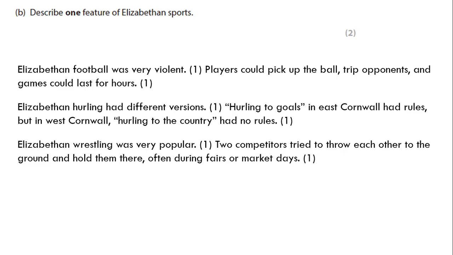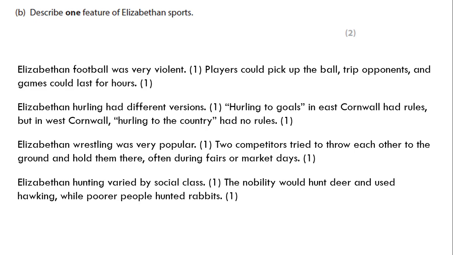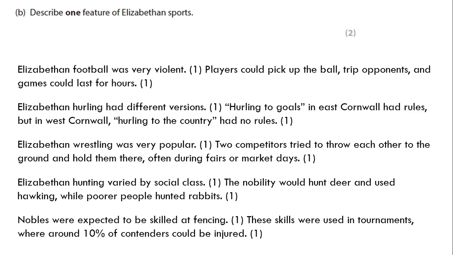Elizabethan wrestling was very popular. 2 competitors tried to throw each other to the ground and hold them there, often during fairs or market days. Elizabethan hunting varied by social class. The nobility would hunt deer and use hawking, while poorer people hunted rabbits. And then finally, nobles were expected to be skilled at fencing. These skills were used in tournaments where around 10% of contenders could be injured.